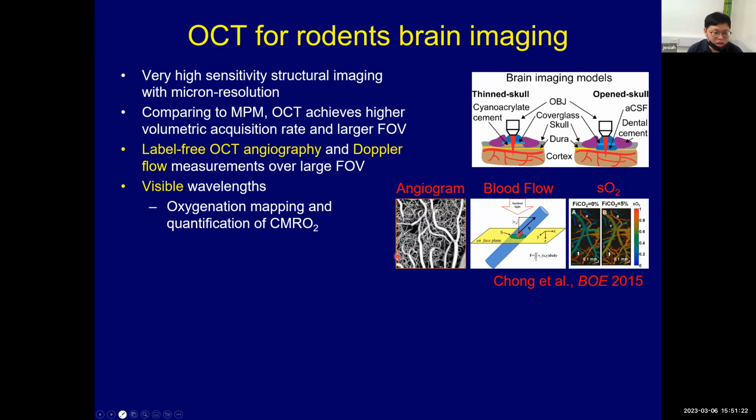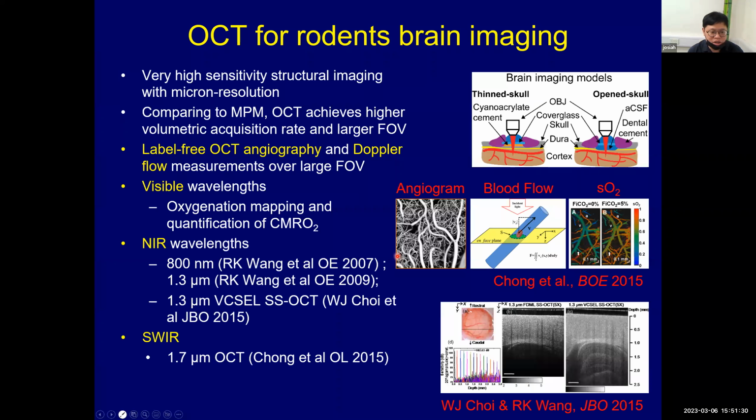So far there have been quite a few attempts to use OCT for mouse brain imaging. OCT has the advantage of very high sensitivity structural imaging with micron resolution, but as opposed to fluorescence, it is not very specific because it basically just scatters light back to the detection. It doesn't easily allow you to tell what kind of cells you are looking at. But OCT usually can get a much larger field of view and much higher acquisition rate.